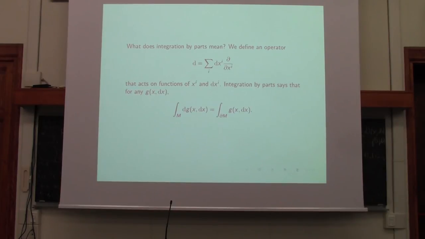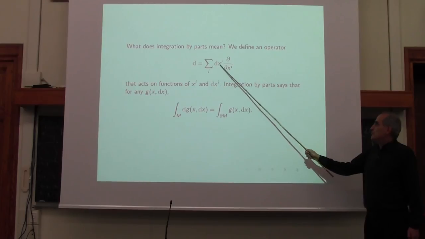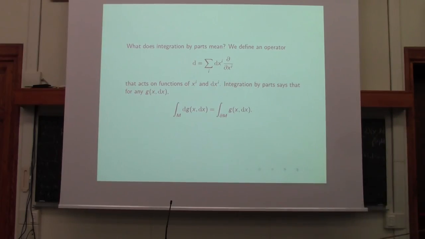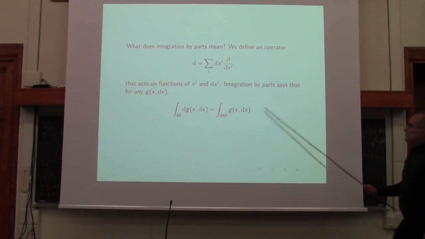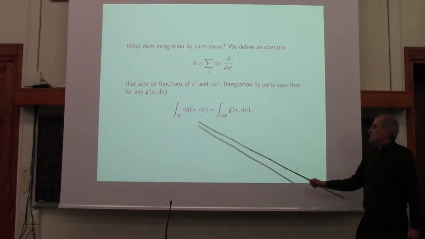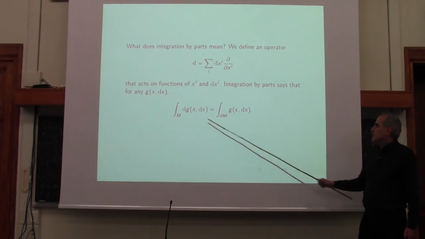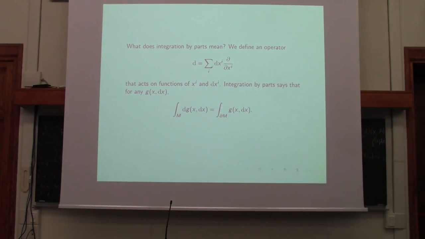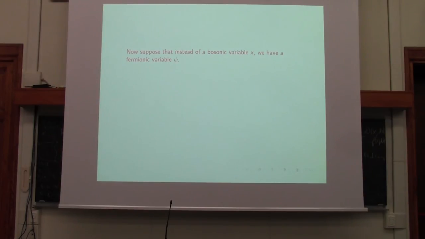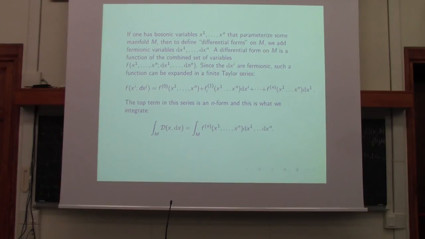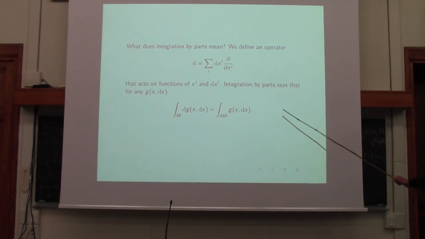Now, what does integration by parts mean? Well, we define an operator d, which is the sum of dxi times partial with respect to xi. It acts on functions of x and dx. Integration by parts says that for any g of x and dx, the integral of dg over M is the integral of g over the boundary of M. I wish I had this formula and this one better, but we'll live with what we've got.